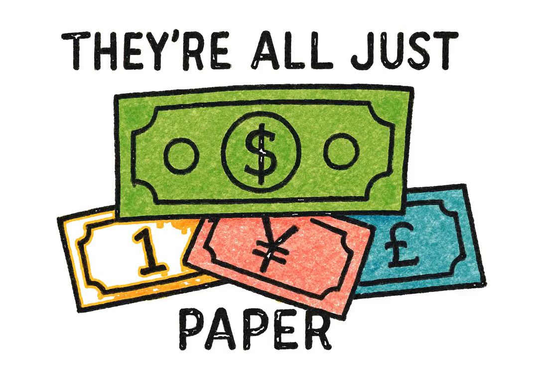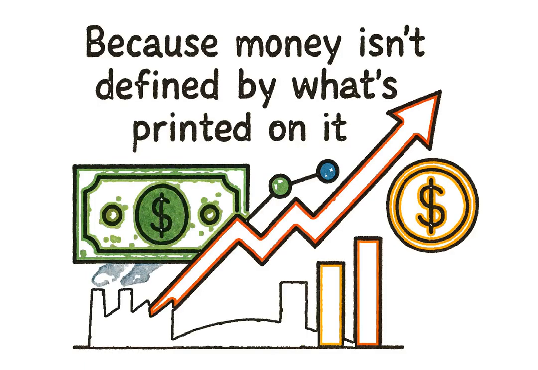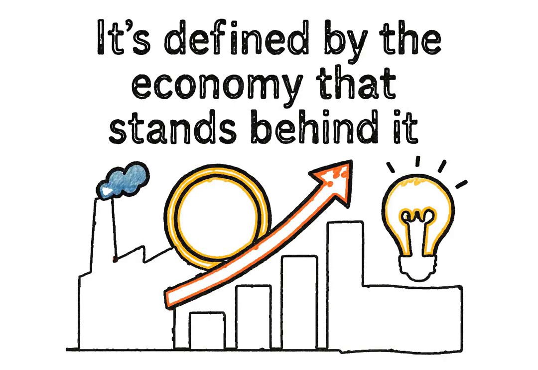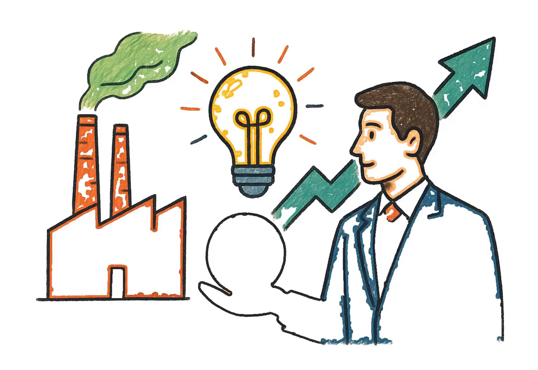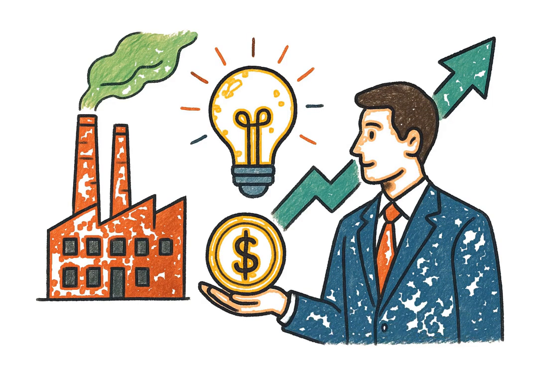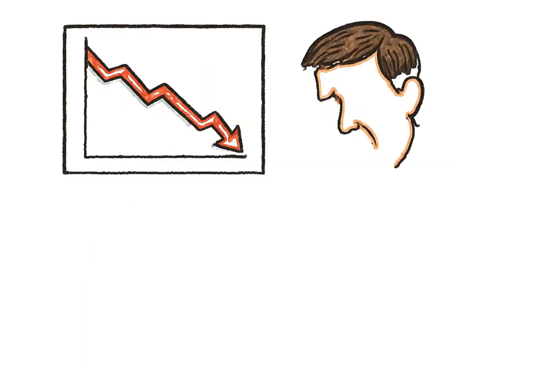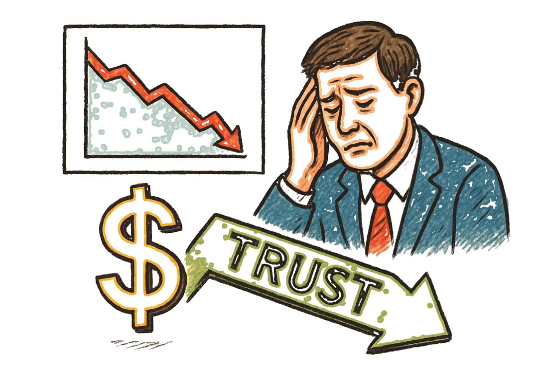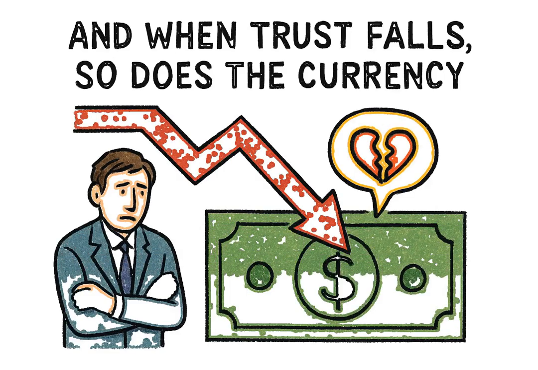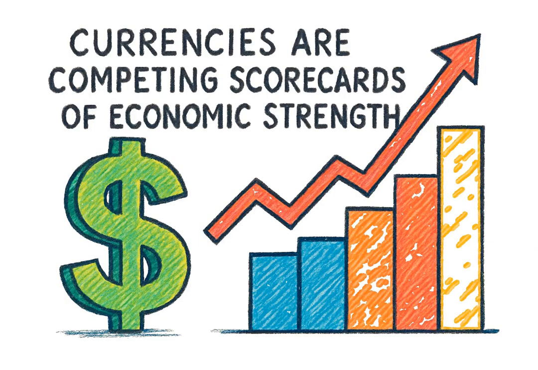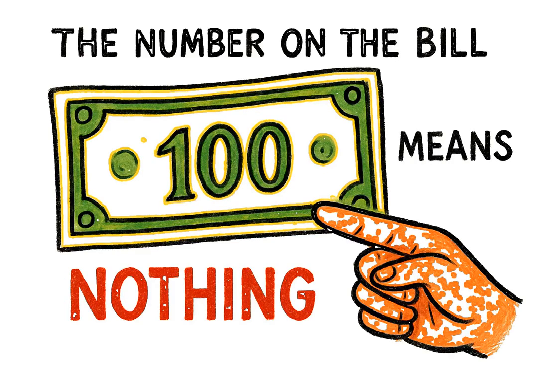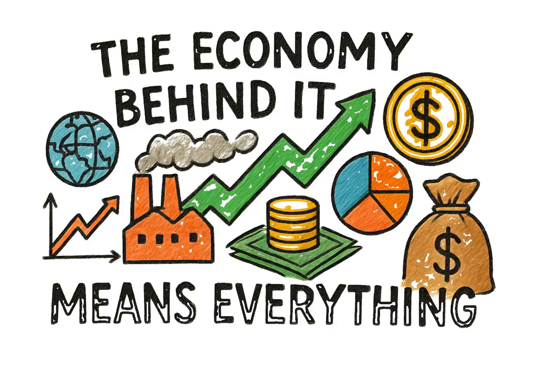They're all just paper. Because money isn't defined by what's printed on it. It's defined by the economy that stands behind it. When a country produces, innovates, and attracts investment, demand for its currency rises, its value goes up. But when an economy weakens, trust erodes, and when trust falls, so does the currency. Currencies are competing scorecards of economic strength. The number on the bill means nothing. The economy behind it means everything.